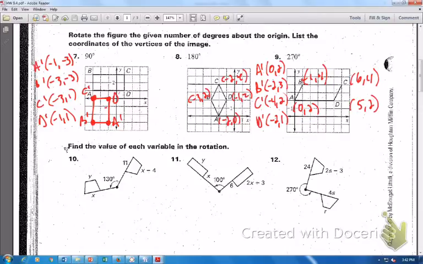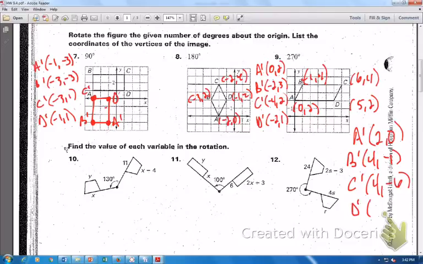Now your new points: we're going to flip-flop the x and y and then change the sign on the y. So A prime would be 2, 0. B prime would be 4, -1. C prime would be at 4, -6, and D prime would be at 2, -5. Those would be your new coordinates. And again, we don't have the room to draw that in, I'm sure, but you will on the quiz.